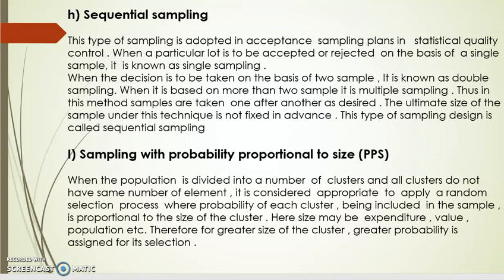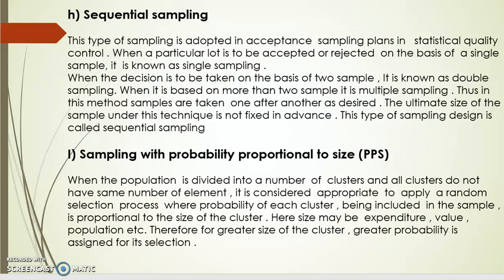Sequential sampling. When a particular lot is to be accepted or rejected on the basis of a single sample, it is known as single sampling. If it is based on two samples, it is called double sampling, and if on more than two, multiple sampling. Because in this method samples are taken continuously, this type of sampling design is called sequential sampling.